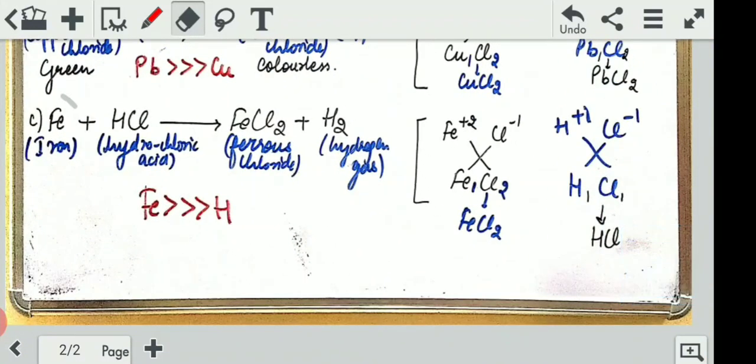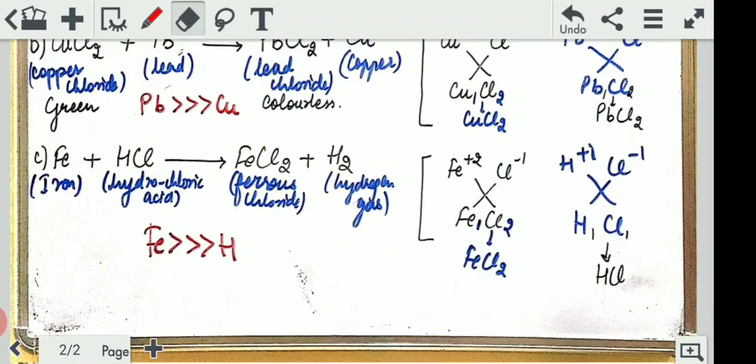Third example, similarly, this is iron, this is HCl, hydrogen chloride, right? As iron is more reactive than hydrogen, it took hydrogen off from the bond of chlorine and itself bonded with it. Therefore hydrogen gas was released and a new compound was formed, ferrous chloride. Now how is HCl formed? H is +1, Cl is -1, so they combined and formed HCl, whereas Fe is +2, Cl is -1, so it formed FeCl2. This is about displacement reactions.